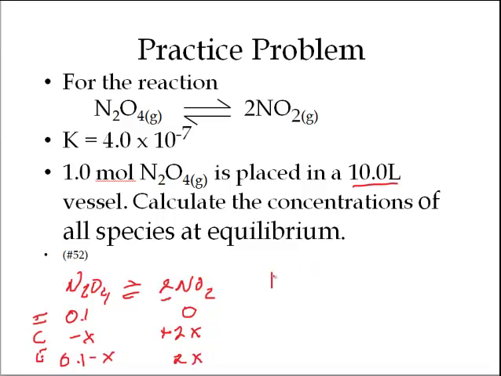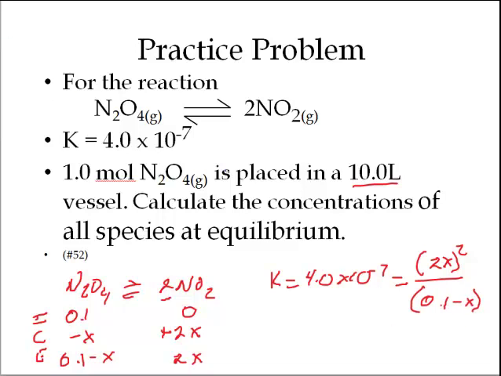Now, if I write my k equals 4.0 times 10 to the negative 7th, and that equals the concentration of 2x squared, right, over 0.1 minus x. Oops, sorry, let me do that again. Oh, darn eraser. Okay.